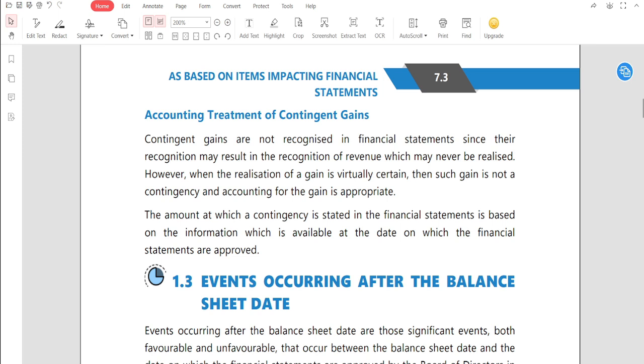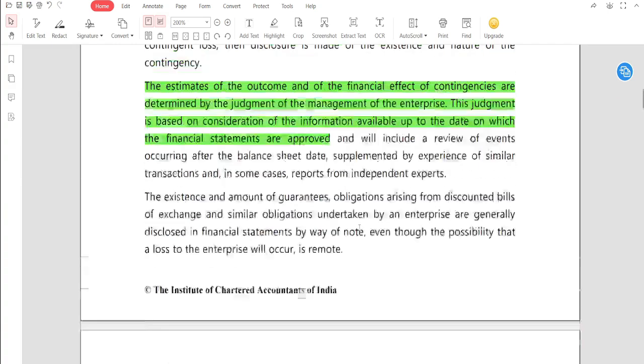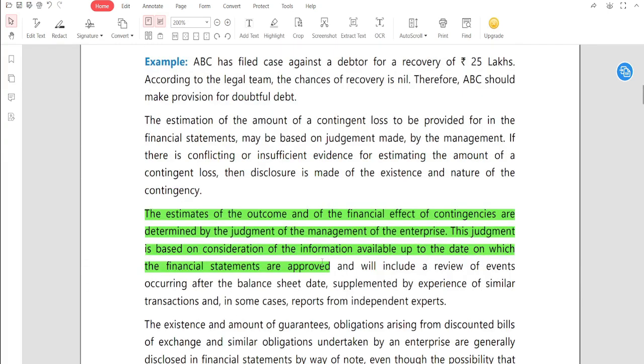Prudence, P-R-U-D-E-N-C-E. It is against prudence. You should remember this. We are not going to record the contingent gain in the financial statement. Please make sure of that. This is very important, please highlight this. That's why I highlighted this also. You should understand, questions always come from here, small small questions come from here.